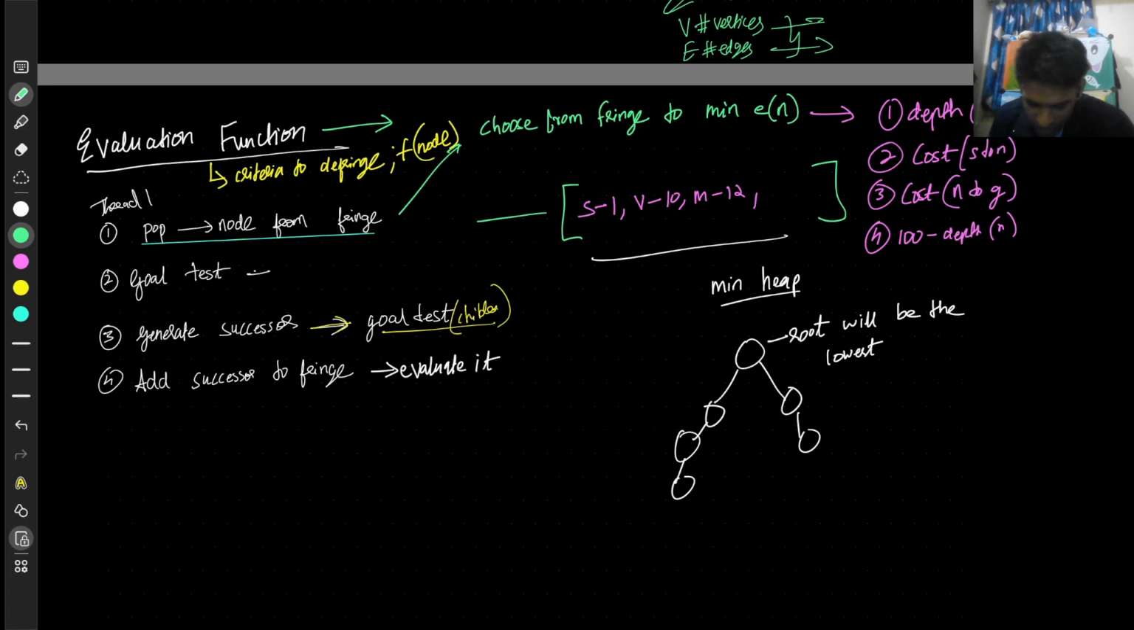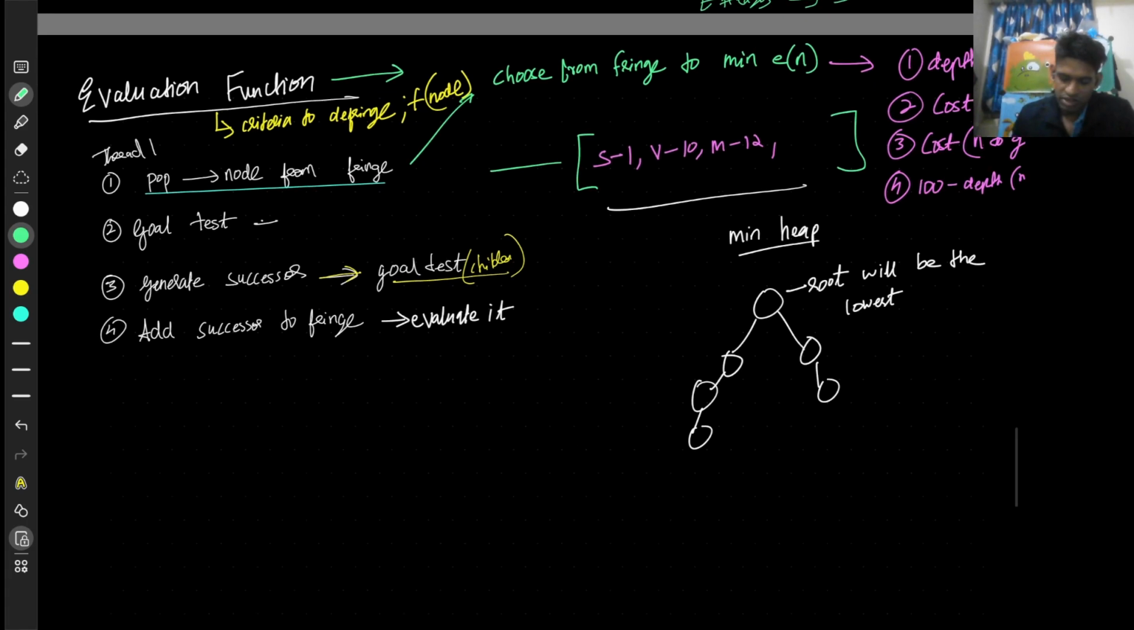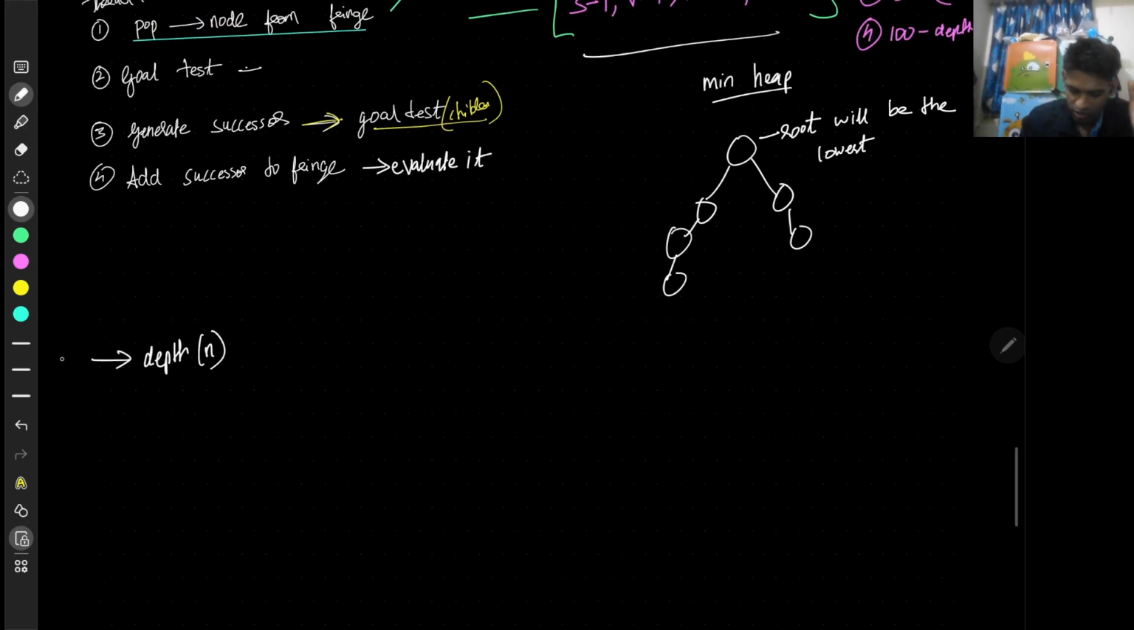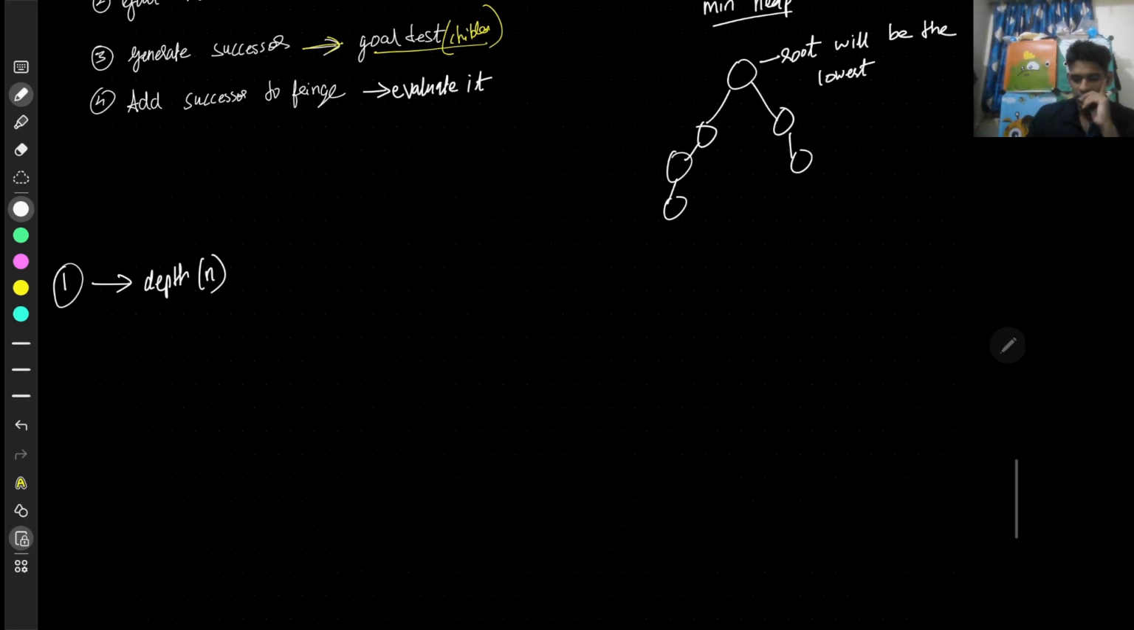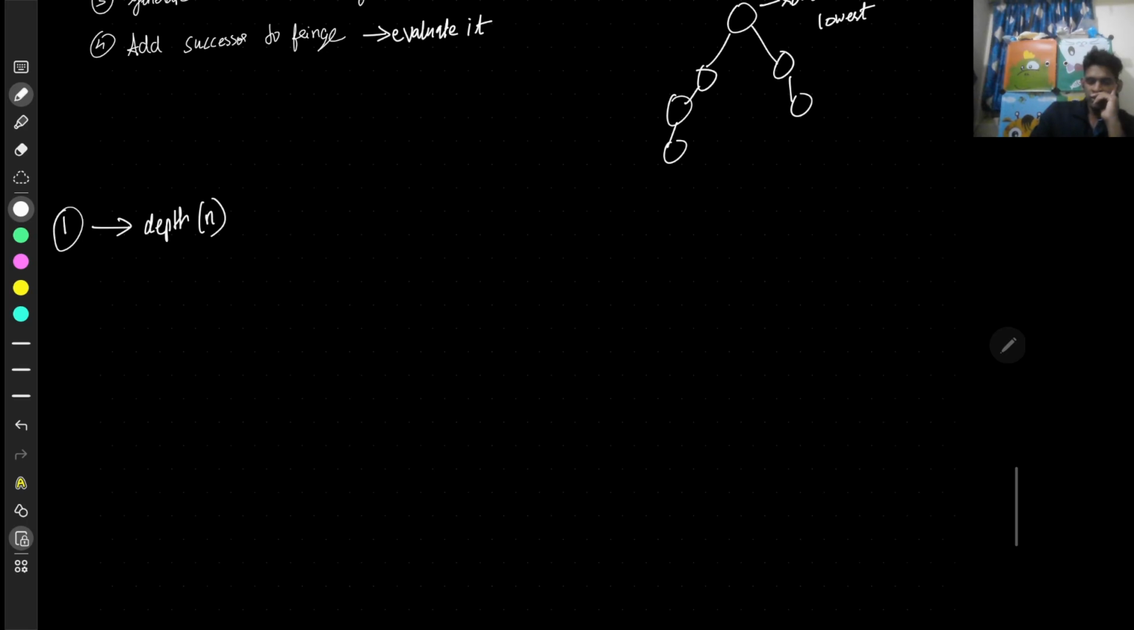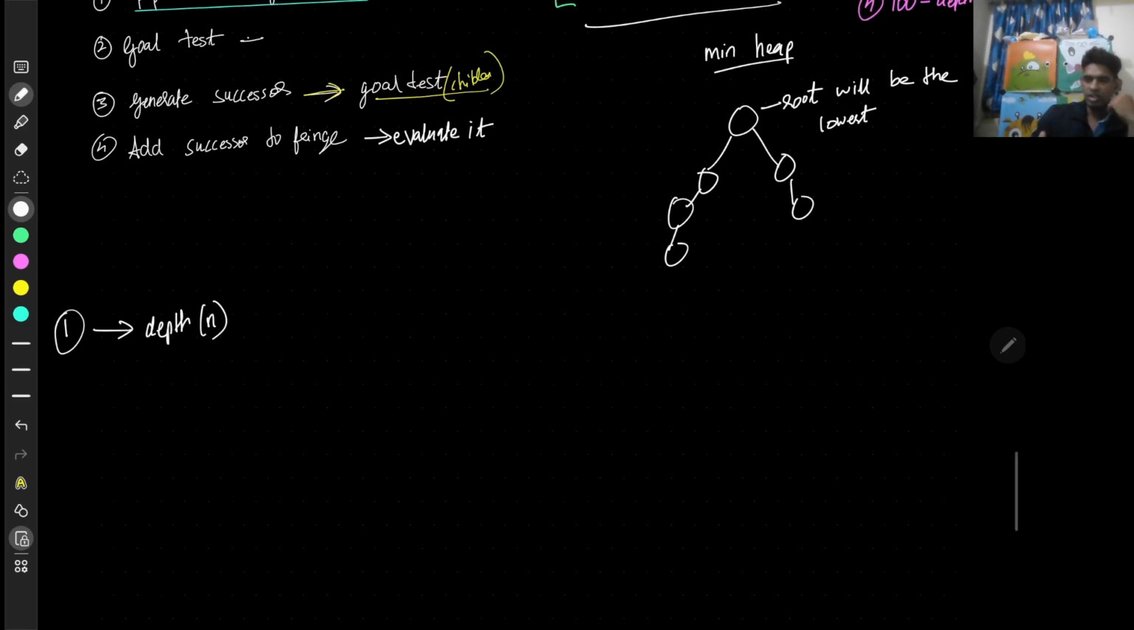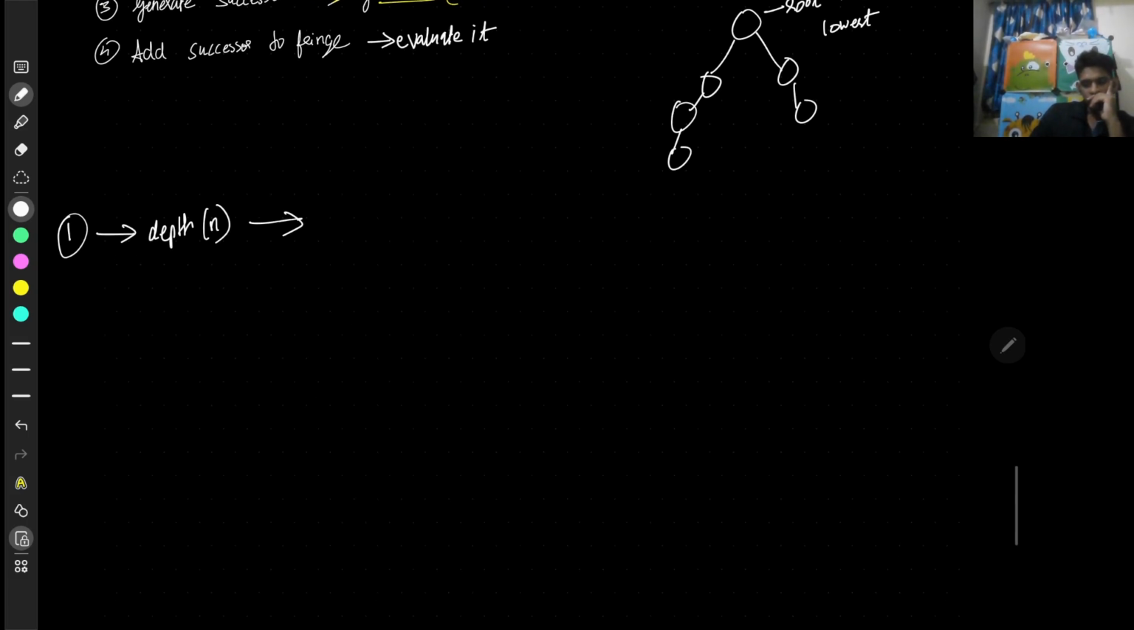So that is what an evaluation function is. You can define anything, right? But most of the time people use depth. So in this case, what happens when you use depth as the evaluation function? This is the first case I want to discuss. Does anyone have any idea: if you use depth as the evaluation function and each time you are choosing the lowest depth, what will that algorithm be? BFS. Yeah, it will be BFS, right?